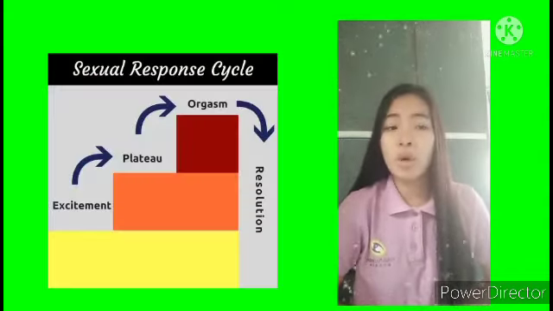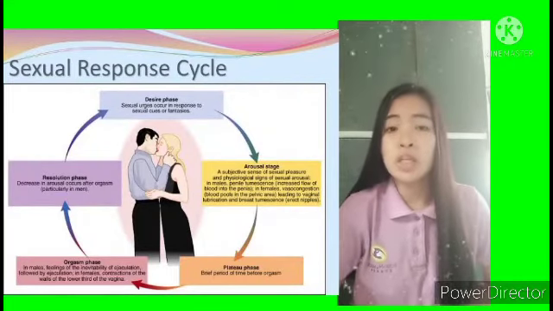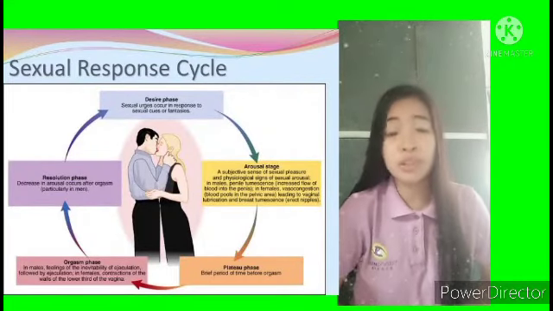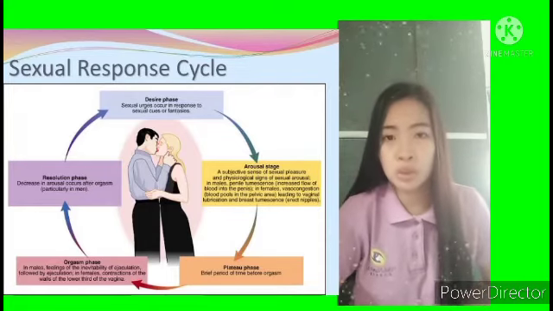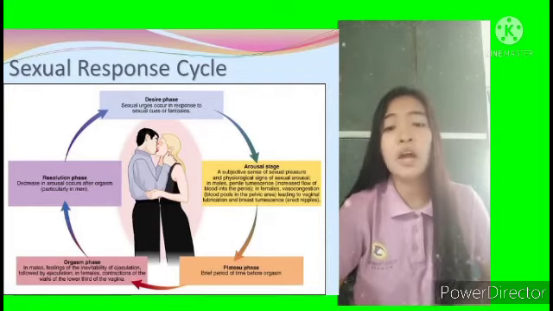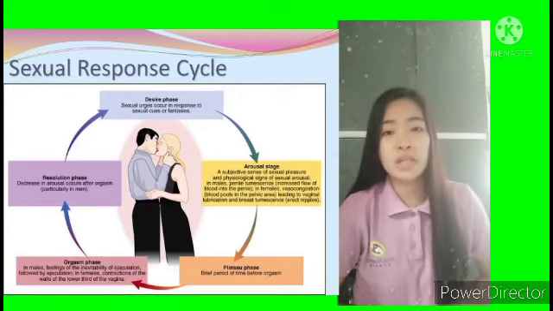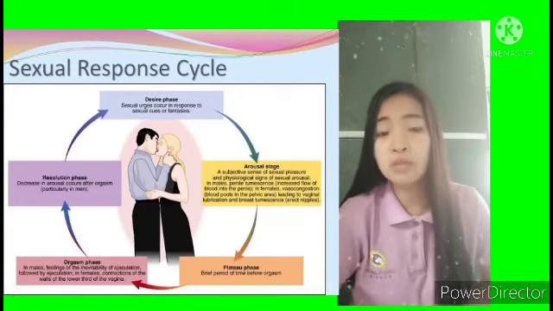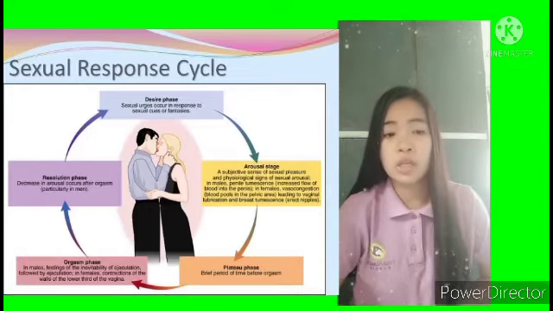And then we have the sexual response cycle. It is a model of the physical and emotional changes that happen when you're participating in sexual activity. And then we have the phases of this so-called sexual response cycle. The first one is the desire phase. Sexual urges occur in response to sexual cues or fantasies. And then the arousal phase, a subjective sense of sexual pleasure and physiological signs of sexual arousal.